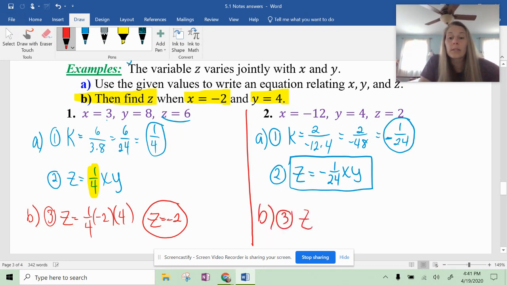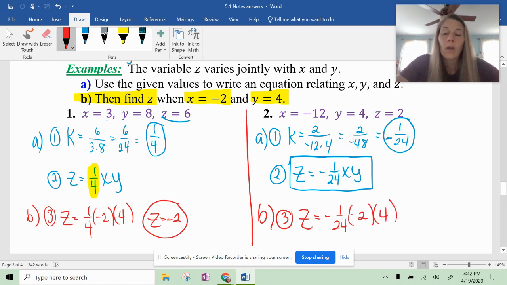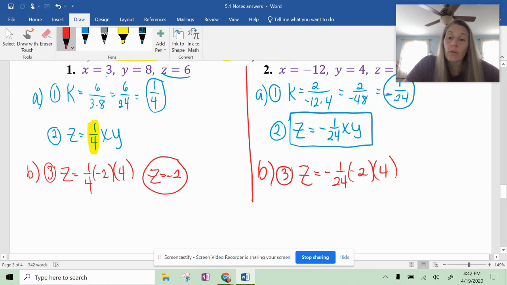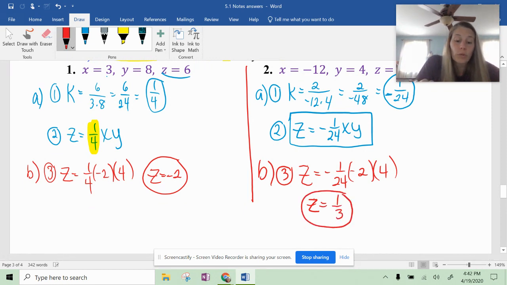So we're going to just substitute in the x and the y that are given to us in the instructions. So -1/24 is the constant we found. That doesn't change. We're substituting in -2 for x, and we're substituting in 4 for y. So when you multiply those, 2 times 4 is 8. 8/24 is going to simplify to 1/3. And the negatives, of course, when you multiply, get canceled out. And that is how you write a joint variation equation and then use one to solve a problem.